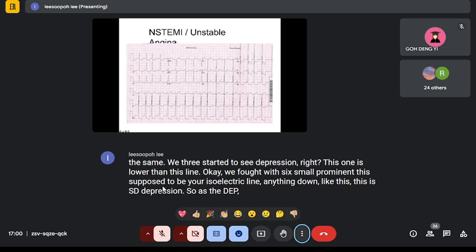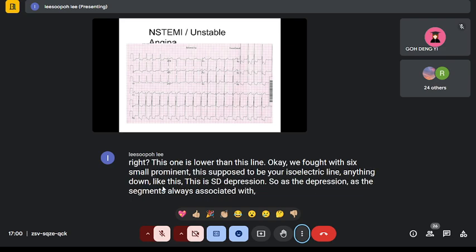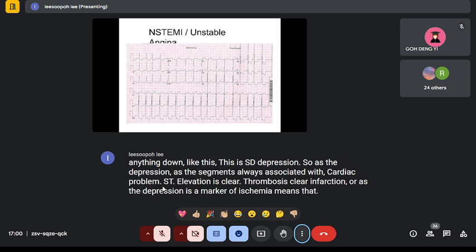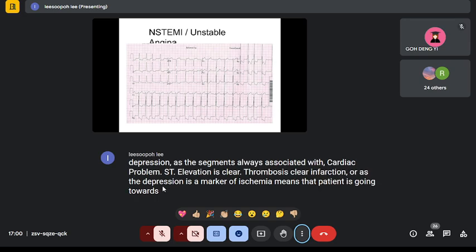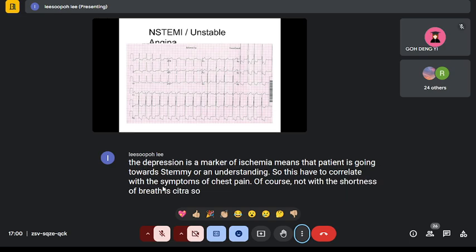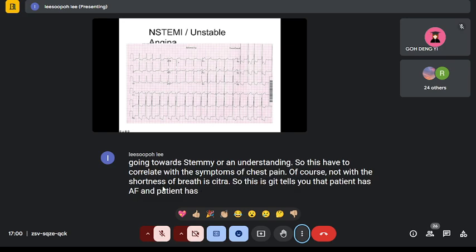ST segment changes are always associated with a cardiac problem. ST elevation is a clear thrombosis, a clear infarction, while ST depression is a marker of ischemia, meaning the patient is going towards STEMI or non-STEMI. These have to correlate with the symptoms, of course, chest pain, shortness of breath, etc. So this ECG tells you that the patient has AF and ischemic heart changes with the ST depression.